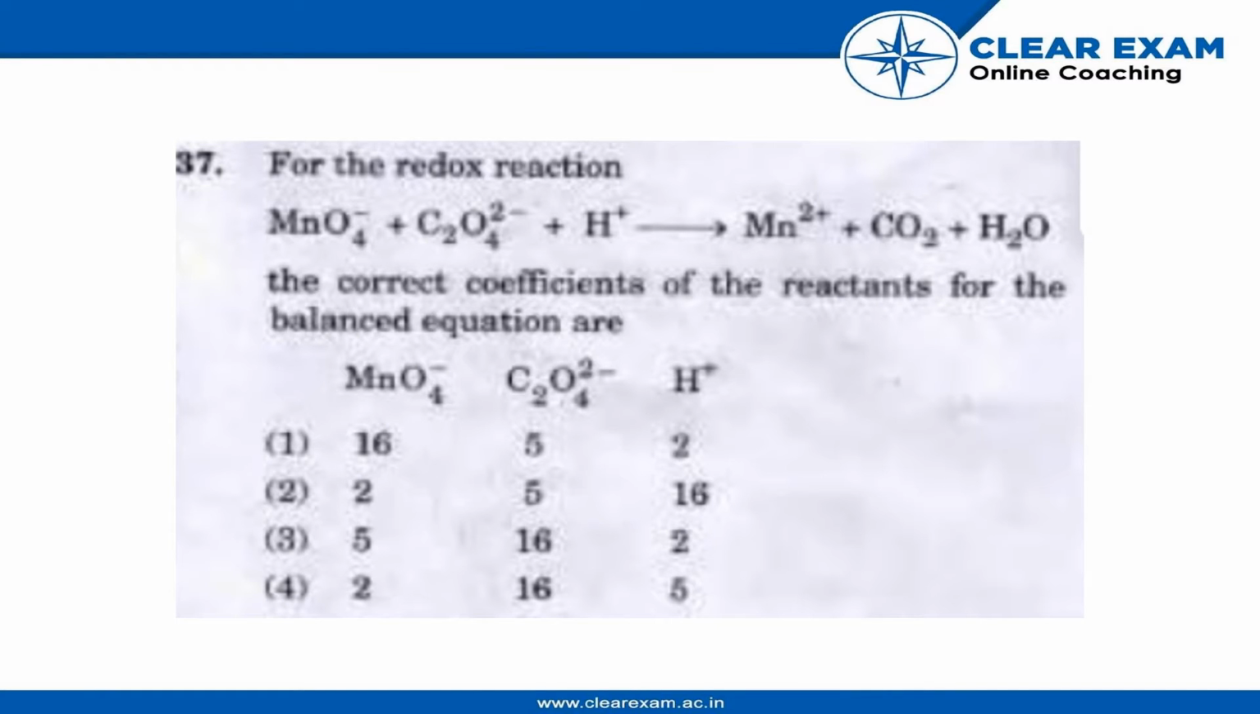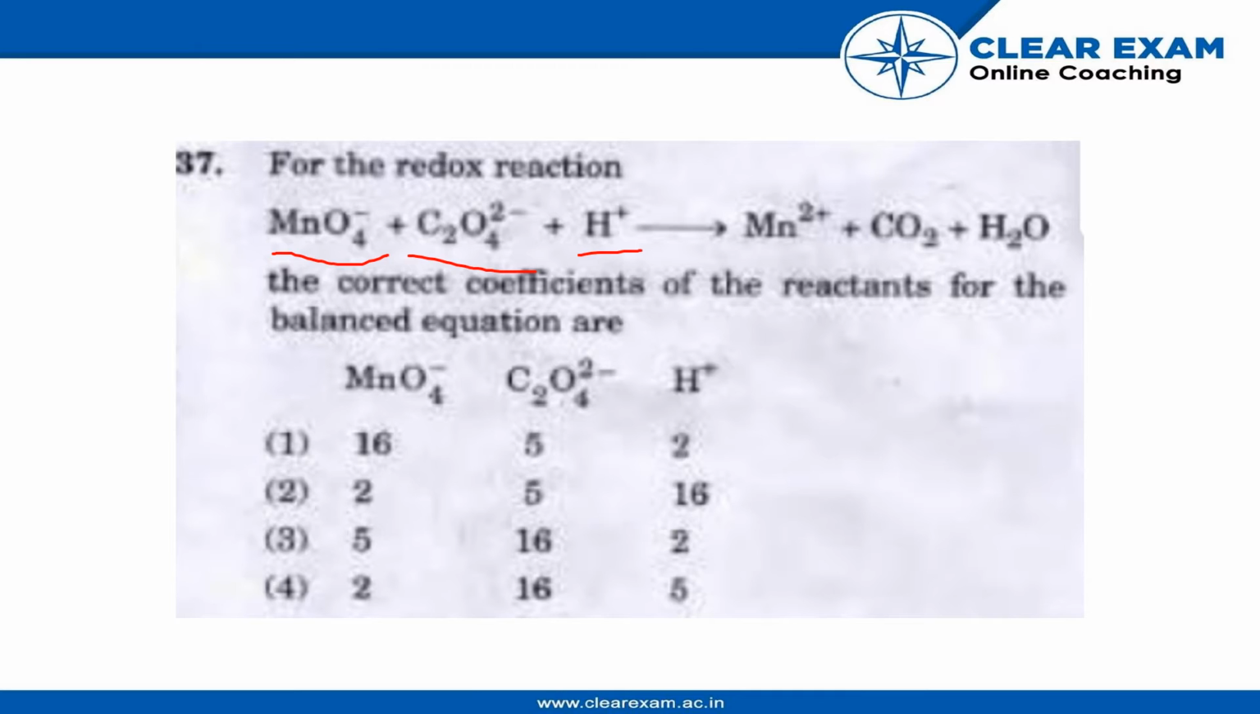So the question is for the redox reaction MnO4 minus plus C2O4 2 minus plus H plus gives Mn2 plus plus CO2 plus H2O, the correct coefficients of the reactants for the balanced equation are. So we need to tell the coefficients of the reactant side, that is MnO4 minus, C2O4 2 minus and H plus. And to solve the question, we need to balance the equations.